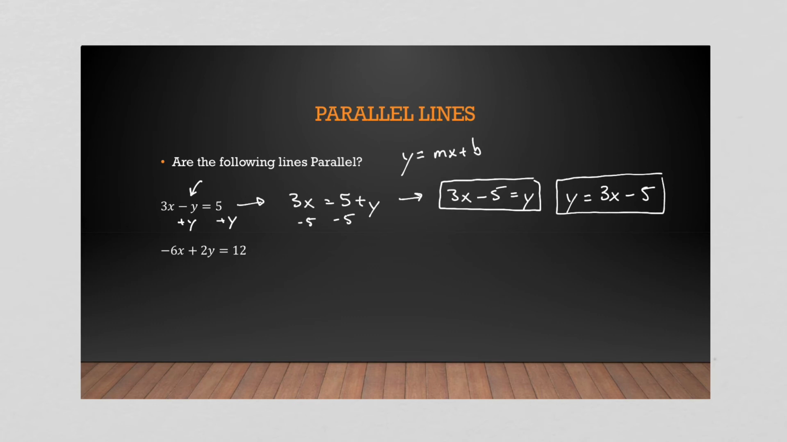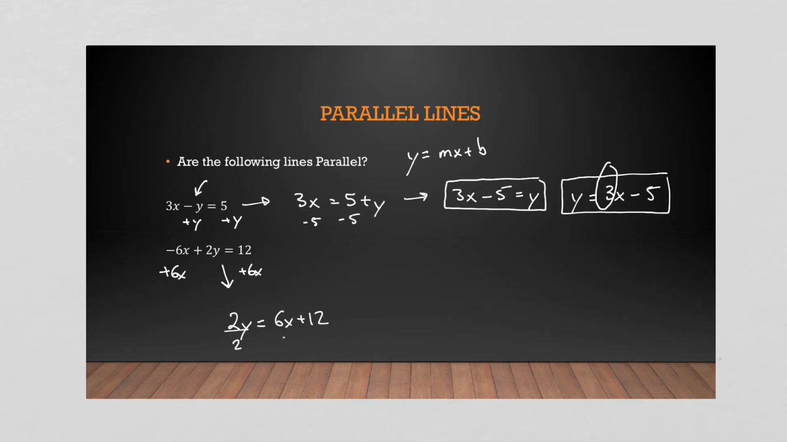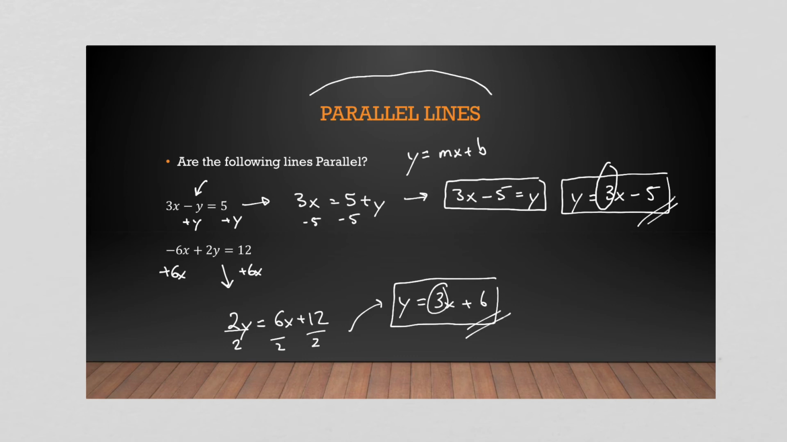So there we go. The first one has a slope of 3. Okay, so what about this one? Well, let's add 6x to both sides. And we get 2y equals 6x plus 12. And then we have to divide everything by 2. And we get y equals 3x plus 6. So you can see we have different y-intercepts, which is good. And we have the same slope, which means that yes, these are in fact parallel lines. So we need to find the slopes to make that determination.